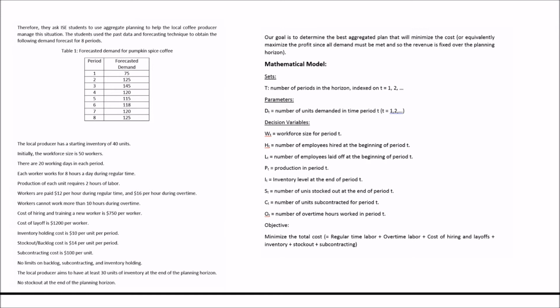So it is given in table 1. We have our forecasted demand in units, and there are some other values that we know in advance. So the local producer has a starting inventory of 40 units.